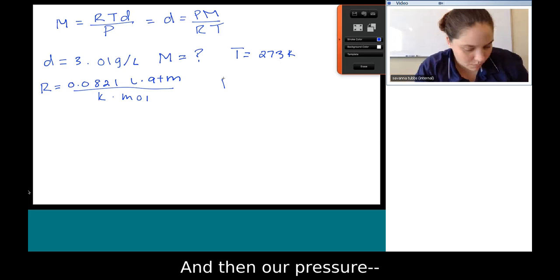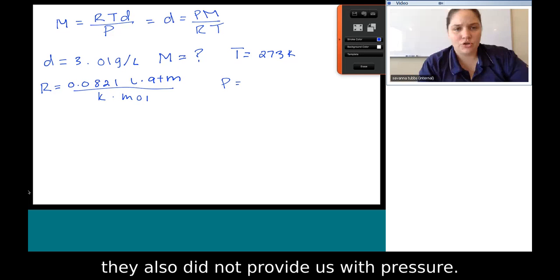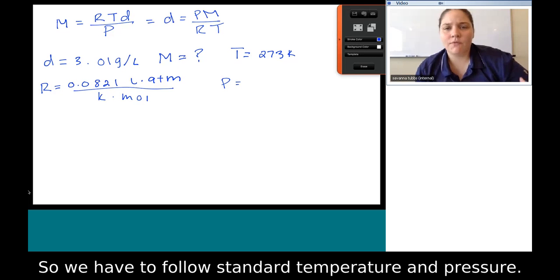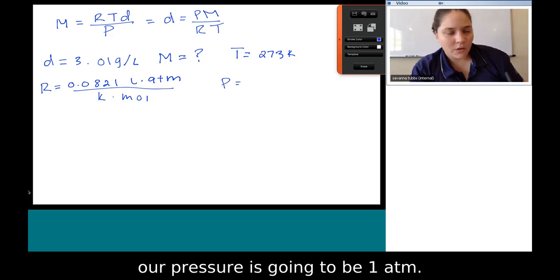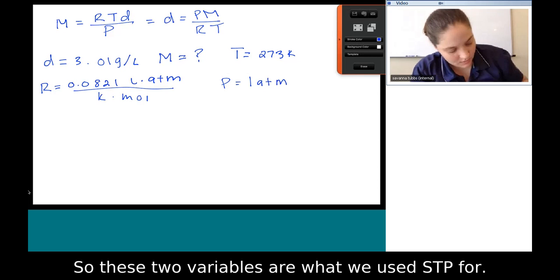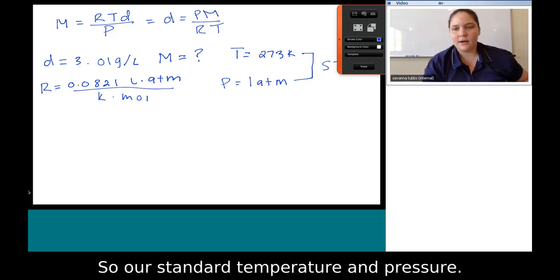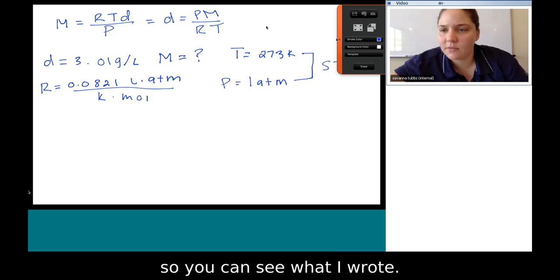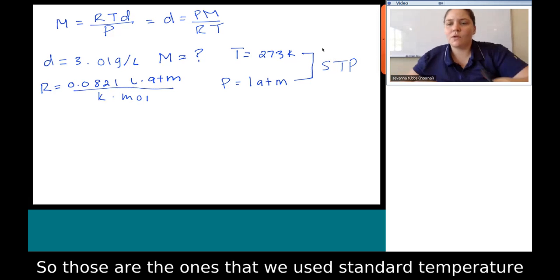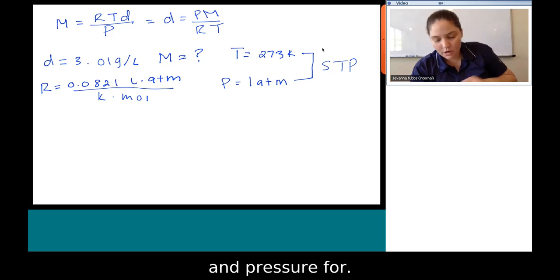And then our pressure, they also did not provide us with pressure, so we have to follow standard temperature and pressure. At standard temperature and pressure, our pressure is going to be 1 atm. So these two variables are what we used STP for, so our standard temperature and pressure. Here, let me move this in for you so you can see what I wrote. So those are the ones that we use standard temperature and pressure for.